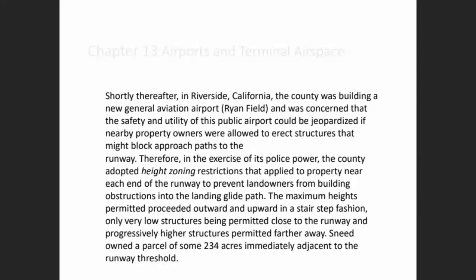The maximum height permitted proceeds outwards and upwards in stair-step fashion. Only very low structures will be permitted close to the runways, and progressively higher structures permitted farther away. Sneed owned a parcel of 234 acres immediately adjacent to the runway threshold.